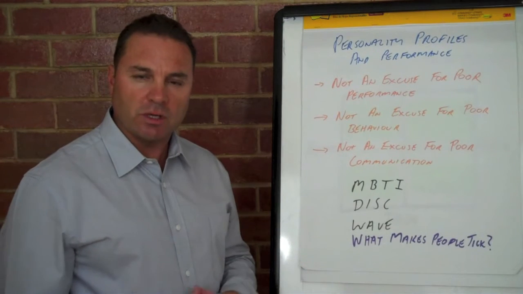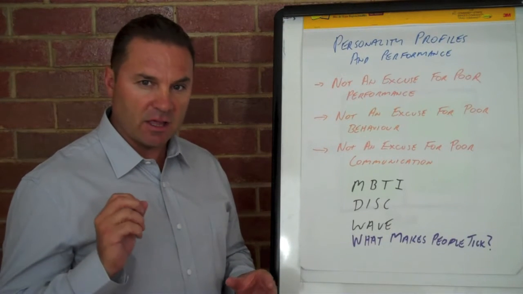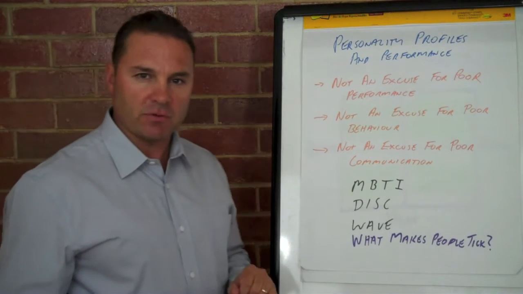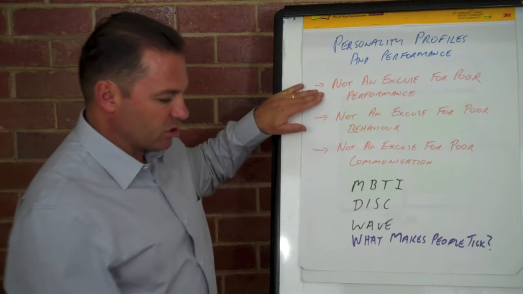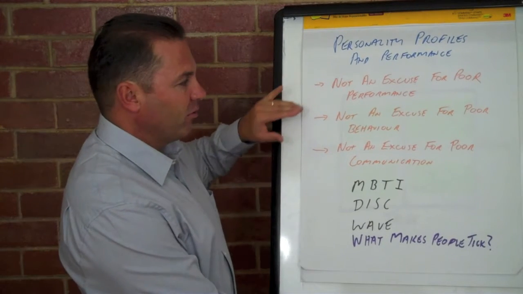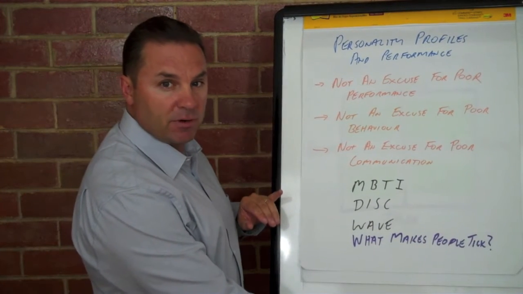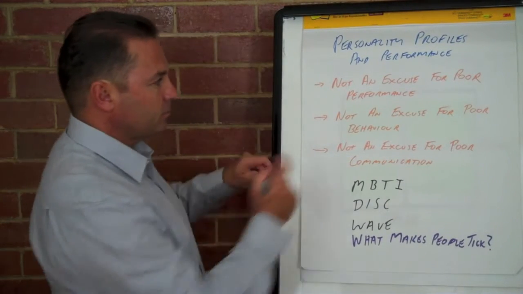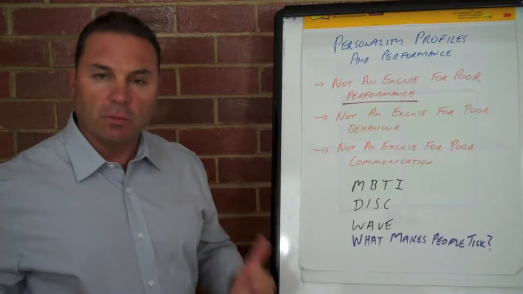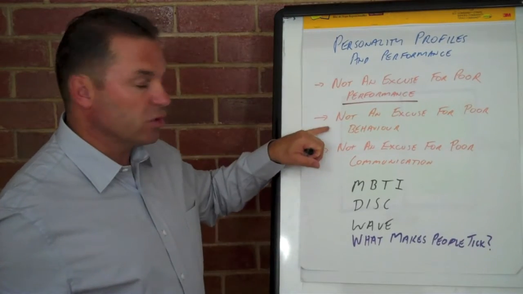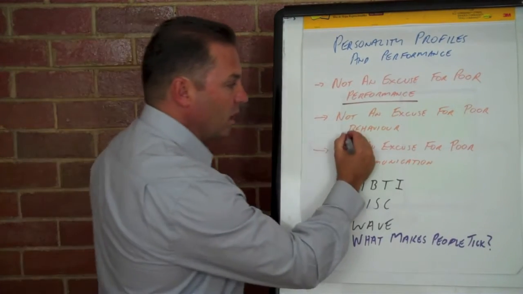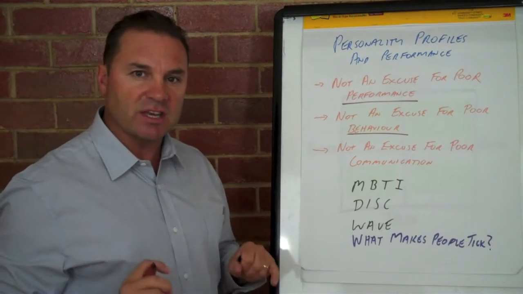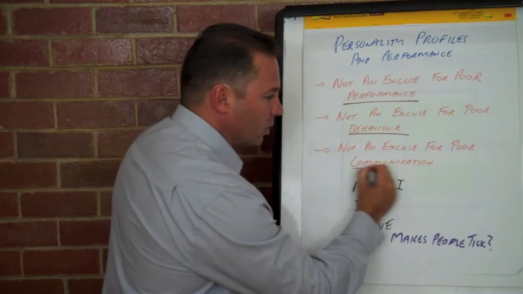A key issue with personality preferences is these three issues. Number one, your personality preferences should never be an excuse for poor performance. Your personality preferences should never be an excuse for poor behaviour, so behaving in ways which are unacceptable. And finally, your personality preferences should never be an excuse for poor communication.